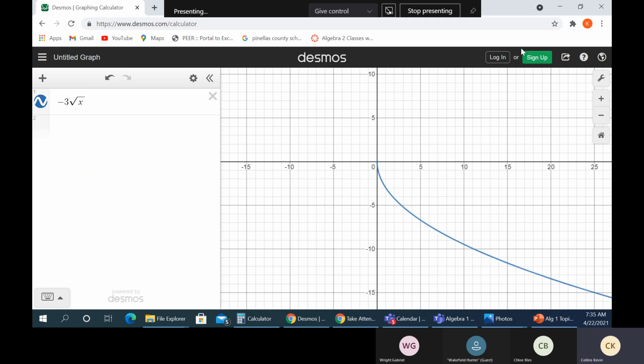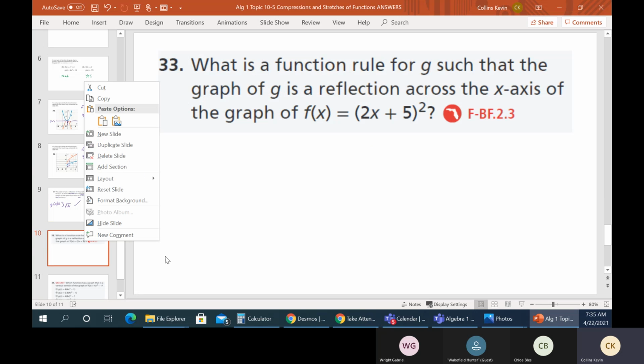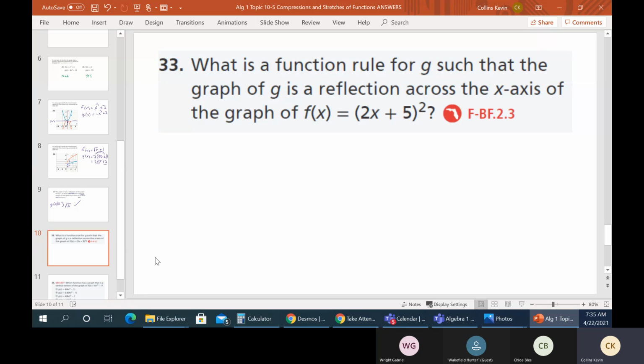All right, let's check out a few more and we'll call it. So this one says, what is the function rule for g of x, or just for g, such that the graph is a reflection across the x-axis of the graph of (2x plus 5) squared?